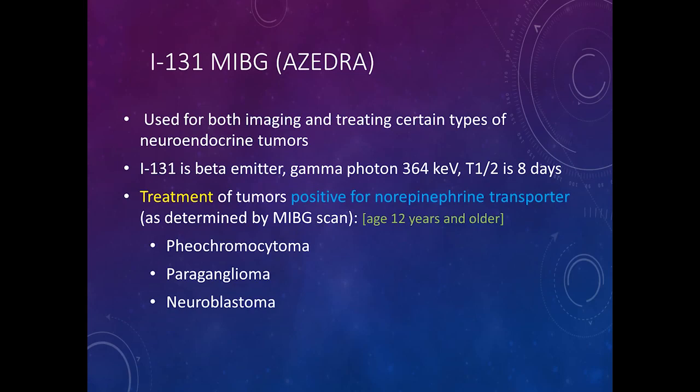And again, a refresher: I-131 is predominantly a beta emitter, beta minus, and it also has a gamma photon at 364 keV, and its half-life is 8 days. 364 is very suboptimal for imaging. As I mentioned already, images will be grainy. The best sensitivity of our cameras is about 140 keV.